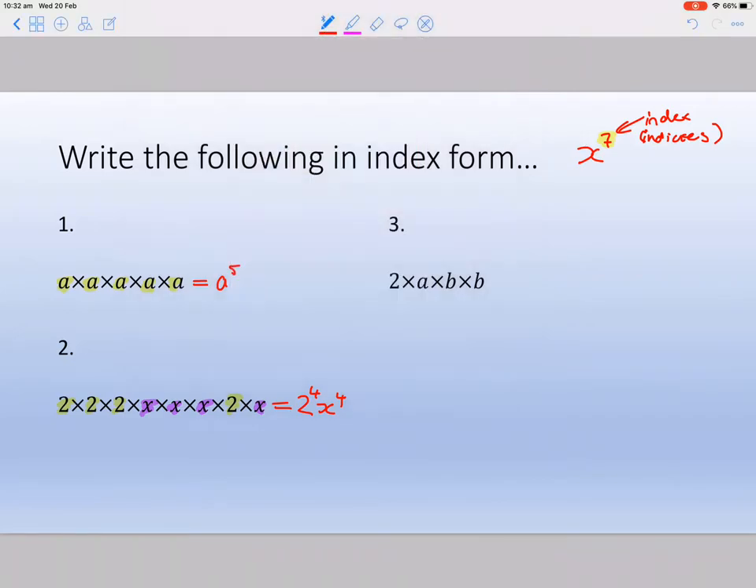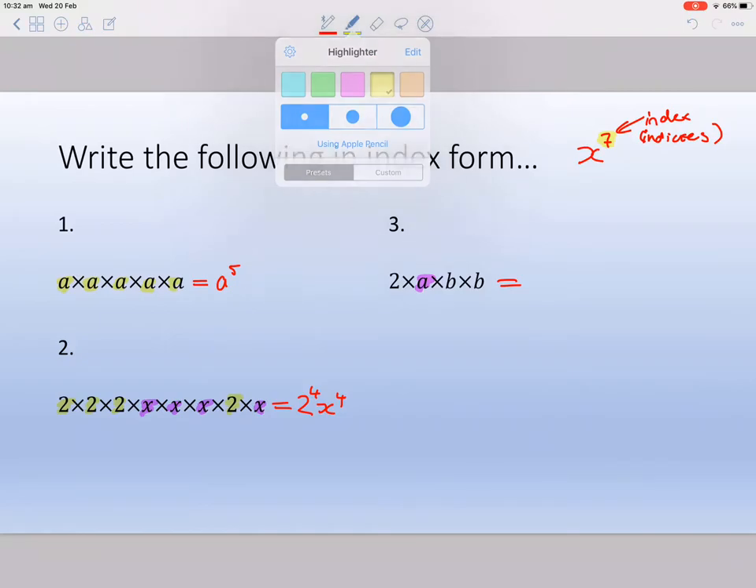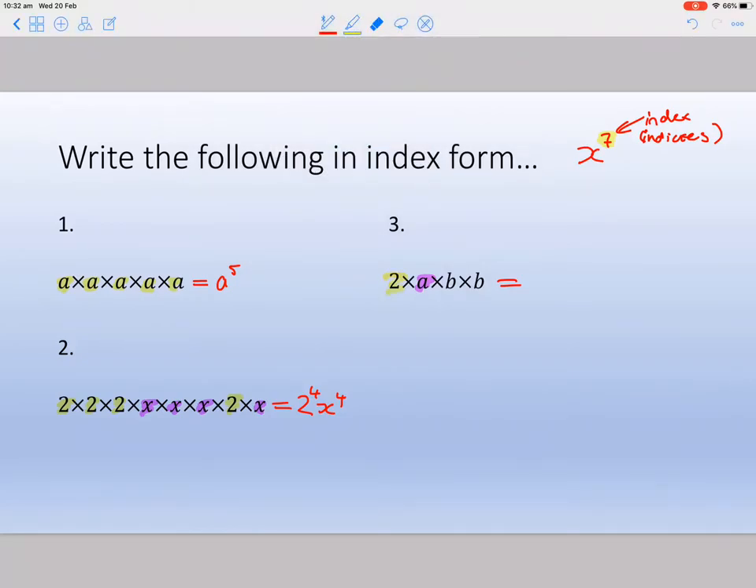Alright, let's do this last one. How many A's are there? 1. How many 2's are there? 1. And how many B's are there? 2. So we simply write that as 2. We don't put 2 to the 1, even though that's still correct. We're just lazy about it, mathematicians. For A, we don't write A to the 1, we just write A. But because there's 2 B's, we make note of that. That's b squared. So that's in simplest form. Hopefully that works out for you.